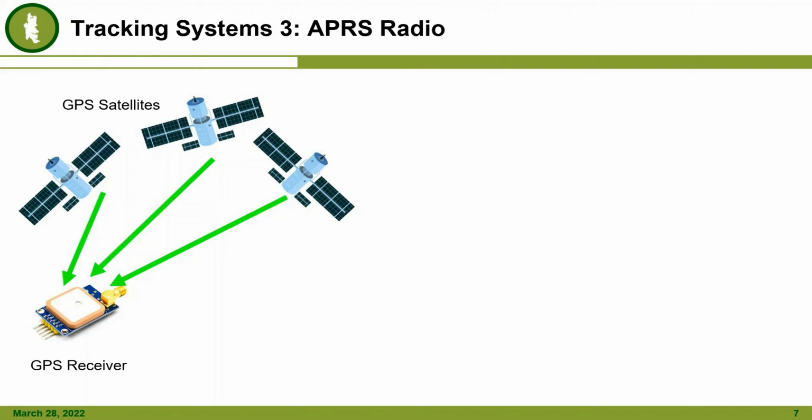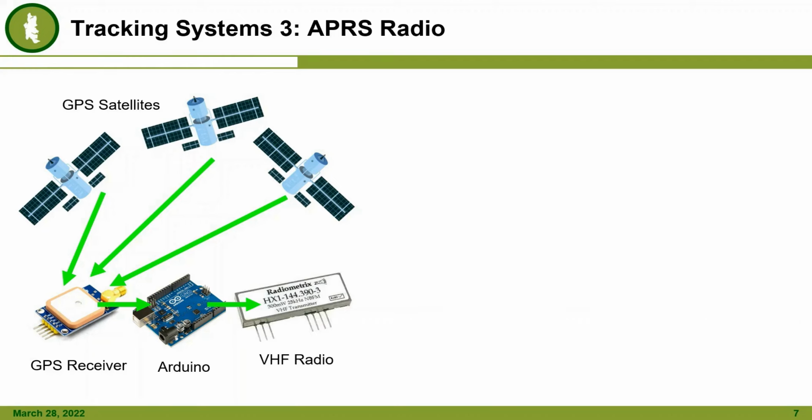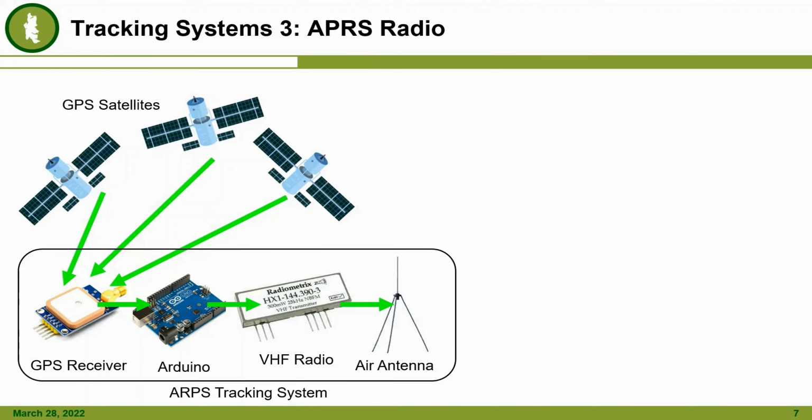Now, we need to get that information off the unit, so we are going to hook it up to an Arduino so we can talk to that GPS receiver, query the information, and then send that information via the Arduino to a radio. We are going to use what's known as an HX1, and it operates at the frequency you see listed there, 144.39 megahertz, which is sort of the VHF band. And what we can do then is broadcast that information out to anybody that's listening via an antenna, right?